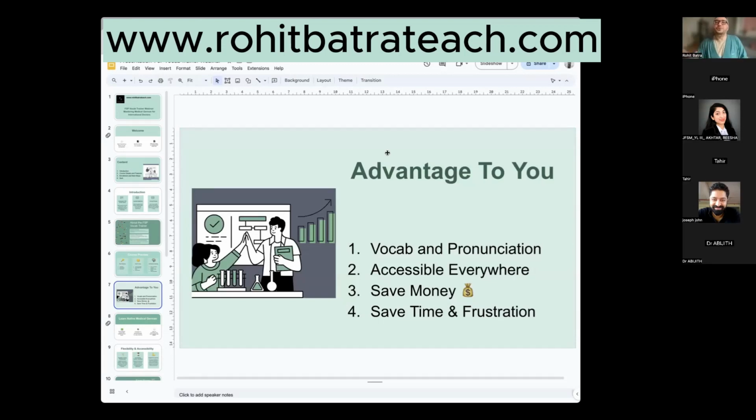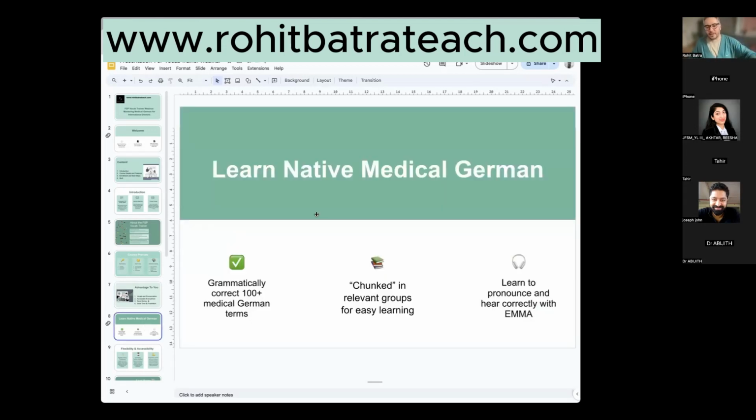And what's the advantage to you if you were to go ahead for this course? Now we come back again to the same points about benefiting you in improving your vocabulary for medical German, in improving your pronunciation in medical German. So when we go here, you're going to get access to grammatically correct over 100 common medical terms divided in gastro, respi, neuro. So that's relative. That's important because then it's stored together.